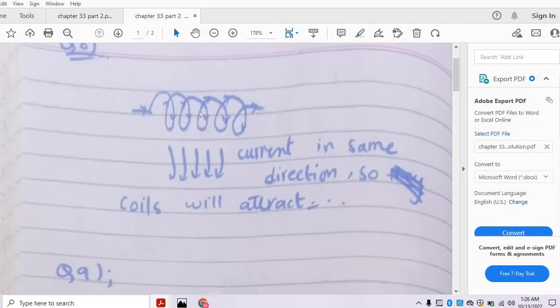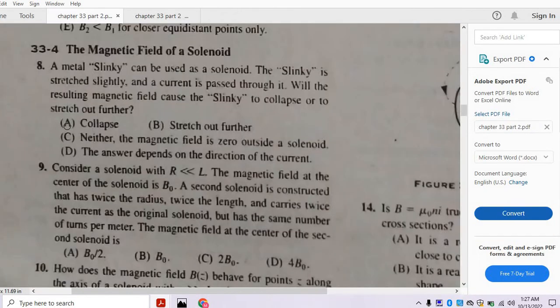In the case of a slinky spring as a solenoid, as the current is the same in all the coils, the coils will attract, so there is a possibility that the coils may collapse. If you have not insulated the wires or did not put the ends of the slinky spring such that they are allowed to collapse, then the slinky spring will collapse. So here option A is the correct option.